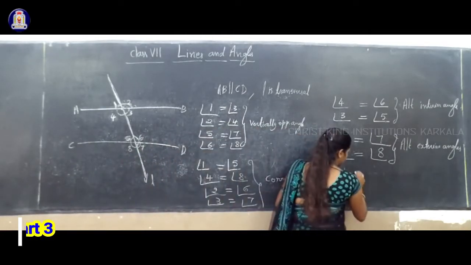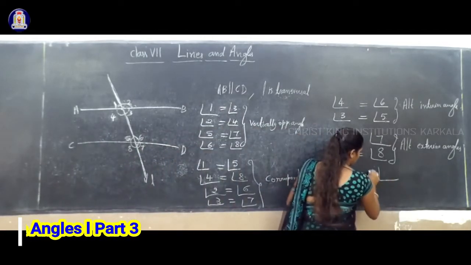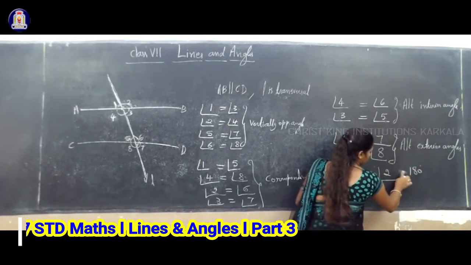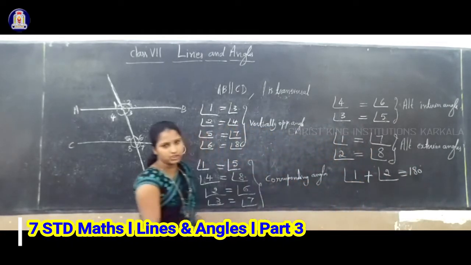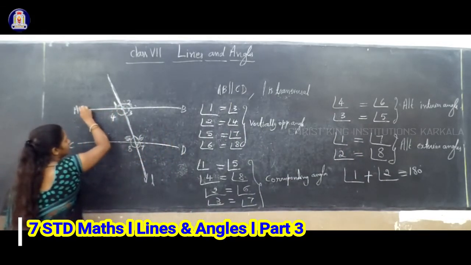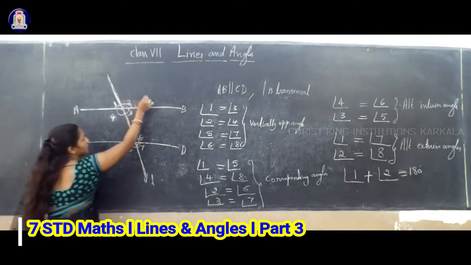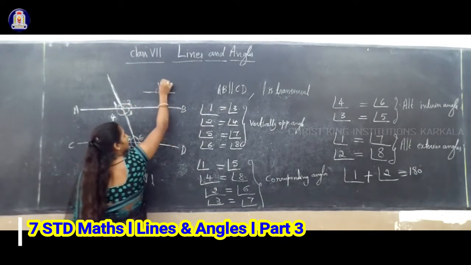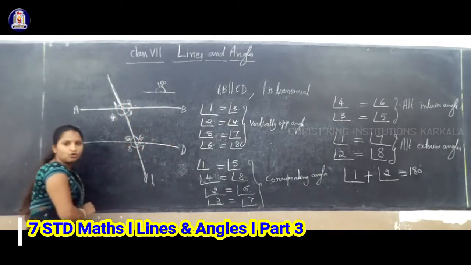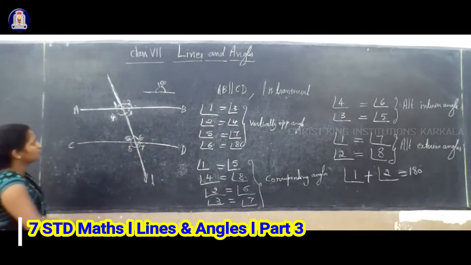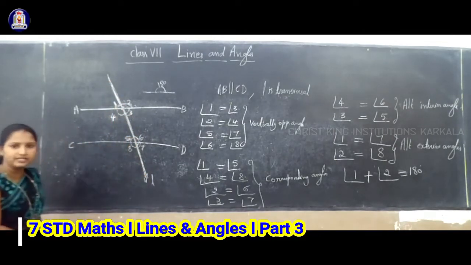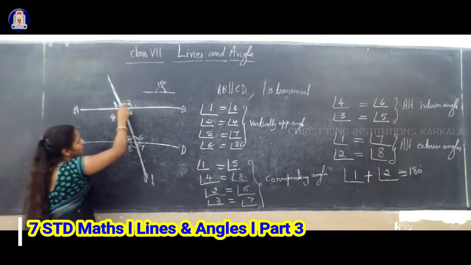See, in a straight line, if you get two angles and you add them, the sum is 180 degrees. Sum means addition, plus. So now if you add angle 1 and angle 2, this is a straight line, and a straight angle is always 180 degrees. So I wrote angle 1 plus angle 2 is equal to 180 degrees. Clear? So if I consider this transversal, is this transversal also a straight line? Yes.